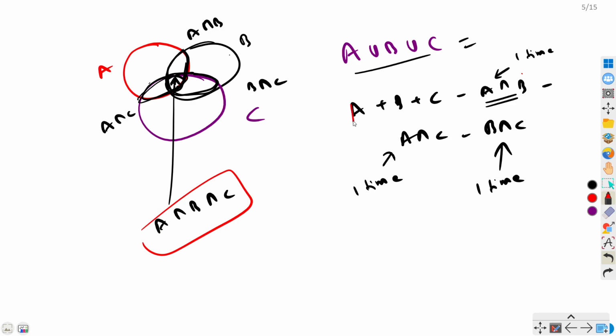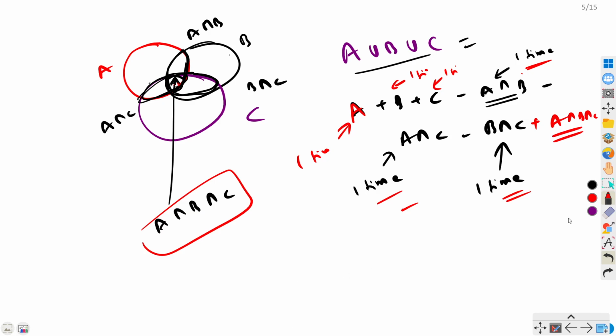right? So when we added A, this portion was also there, so here it was also one time, here it was also one time, and here it was also one time. But we again subtracted all of them. So obviously we will have to add them one more time, right? So A intersection B intersection C will be added.